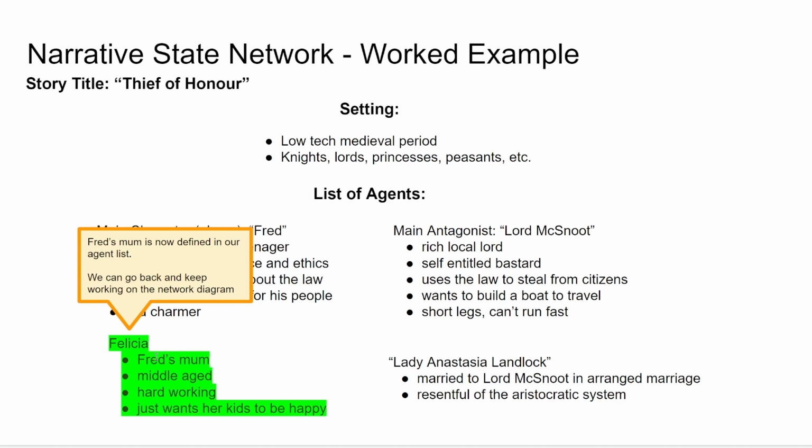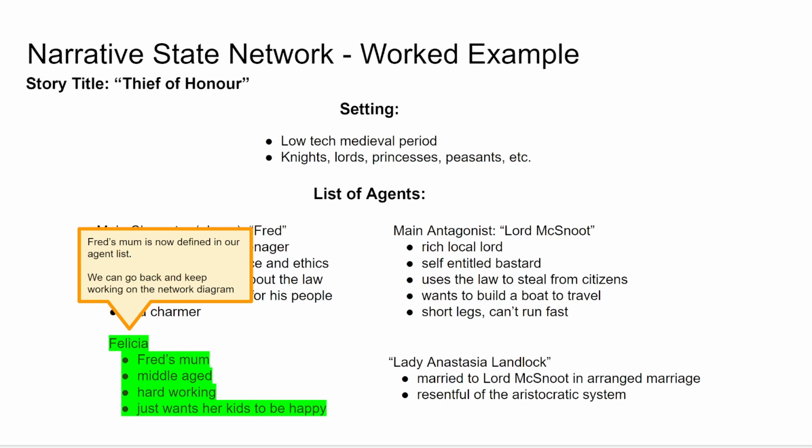So let's just do all the quick characteristics, and there's a meeting on, but I'll just keep going with this. Hopefully I still keep within the 15 minutes. Anyway, Fred's mum, usual stuff.